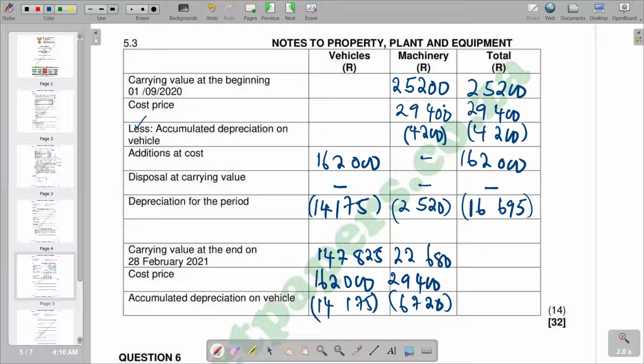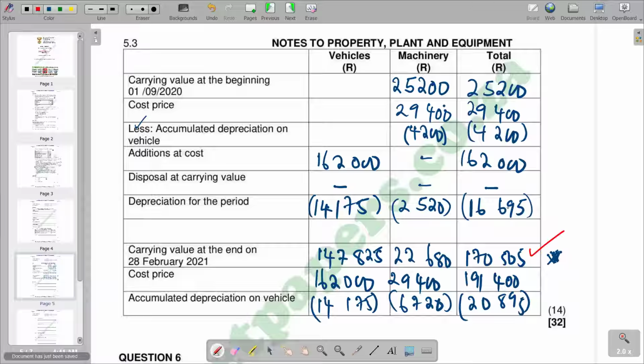Then at the end again, we add 147,825 plus 22,680. And the figure that we get is 170,505. And this is the figure of property, plant, and equipment. So here, and then we get 191,400. Then lastly, we got 40,175 plus 6,720, and we get 46,895. So the figure that we are concerned with is the figure that we are going to transfer to the statement of financial position, which is this one. And it's going to go as the property, plant, and equipment.